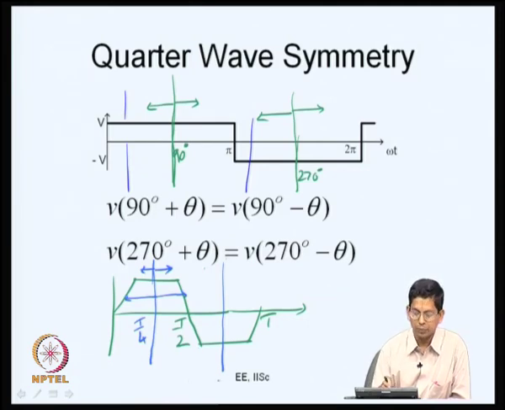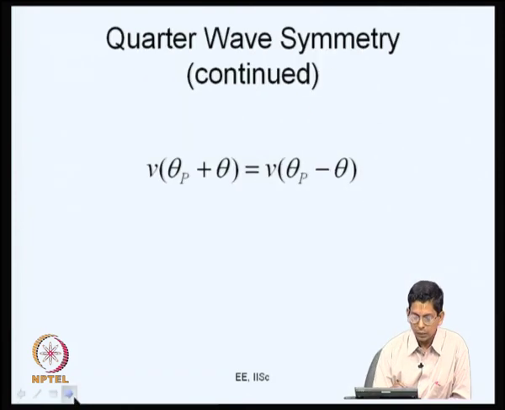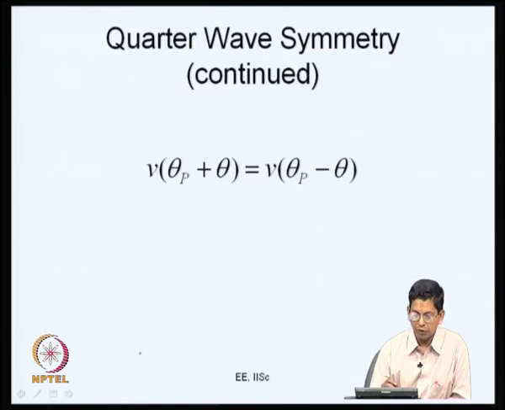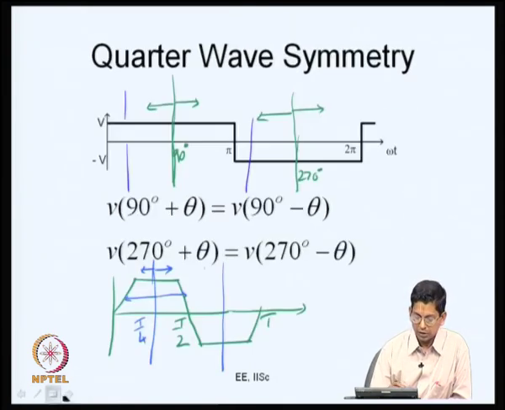what is that now? So, what is it that we are saying? We are saying that these are symmetric about 90 degrees and this is symmetric about 270 degrees. What is special about 90 and what is special about 270 degrees? If you look at the waveform, let us say here, where is the fundamental component lying?